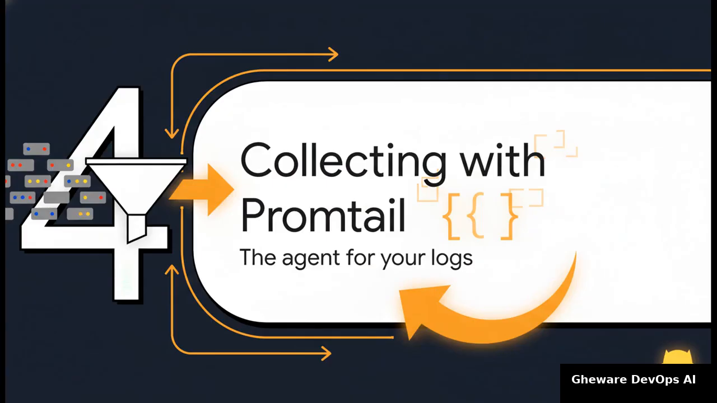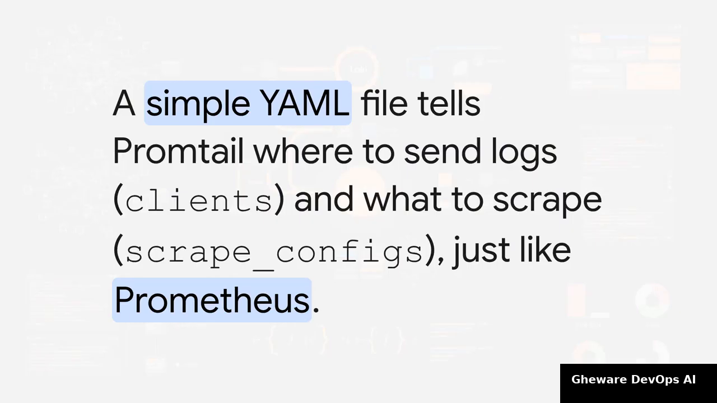Of course, none of this works unless we get the logs into Loki with the right labels. And that is the job of our lightweight little friend, Promtail. Now, if you've ever used Prometheus, Promtail's configuration is going to look super familiar. It's just a simple YAML file.